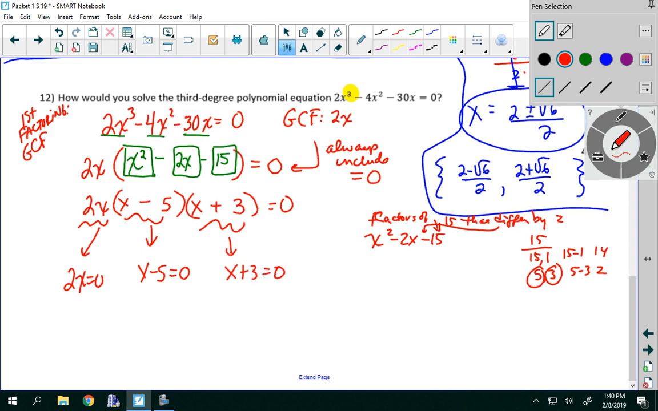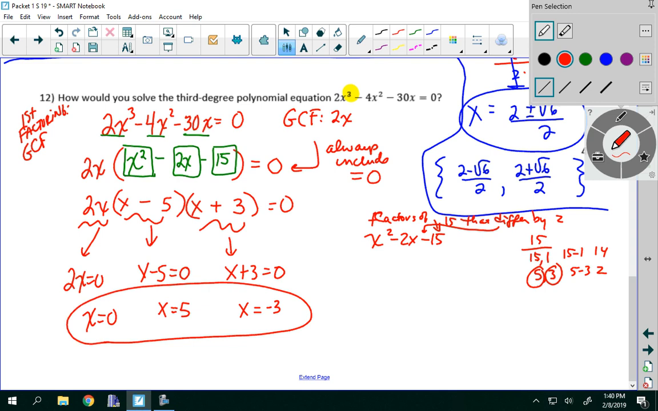So when does 2x equal 0? When x equals 0. When does x minus 5 equal 0? Well, if you add 5 to both sides, it's when x is 5. And x plus 3 equals 0. Subtract 3 from both sides, when x equals negative 3. So there are the 3 solutions to the cubic equation. And if you were writing this in MyMathLab, they want a solution set. So now you have 3 numbers. So your smallest number would go first, then your middle number, and then your largest number.